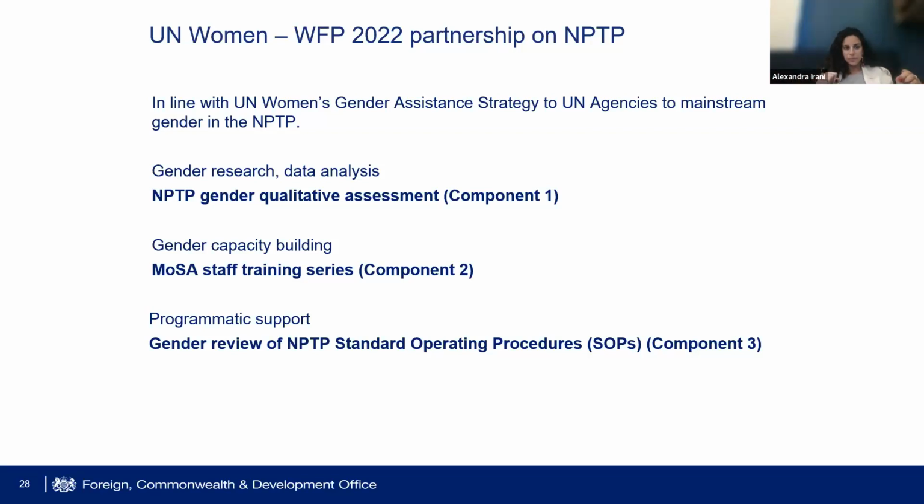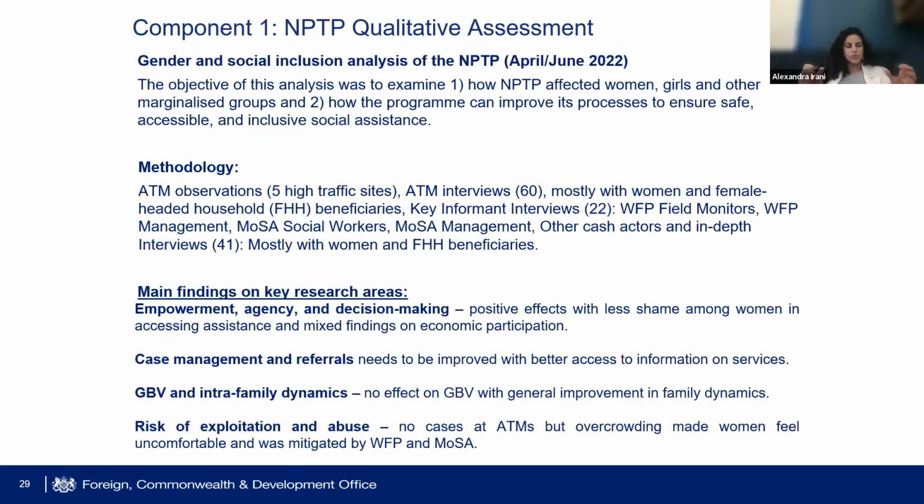Next slide, please. And so under the first component, the qualitative assessment, very interesting is the methodology was basically talking to beneficiaries at ATMs, holding ATM interviews, having key informant interviews with WFP staff, management, ministry staff, and also mostly talking with women and beneficiaries of female-headed households.